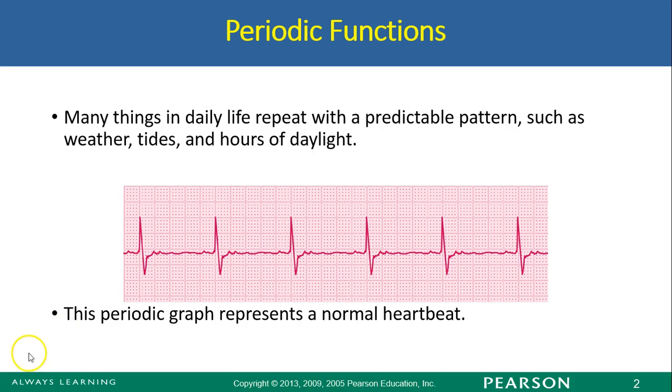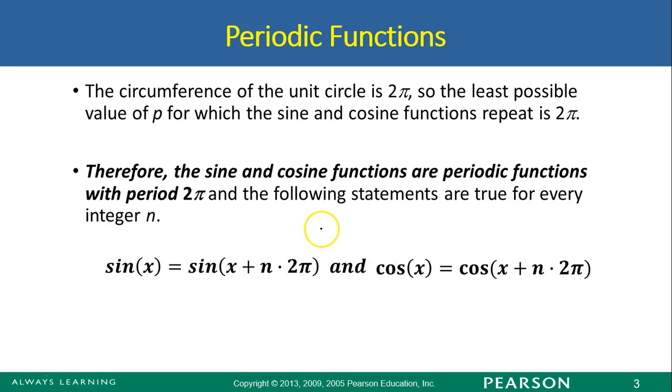Okay, so let's look at more on sine and cosine graphs and functions. We have learned in class already that the circumference of the unit circle is 2 pi. So the least possible value of p for which the sine and cosine functions repeat is 2 pi. p represents the period of the function. So that's what we're going to call that. And therefore, the sine and cosine functions are periodic functions with period 2 pi.